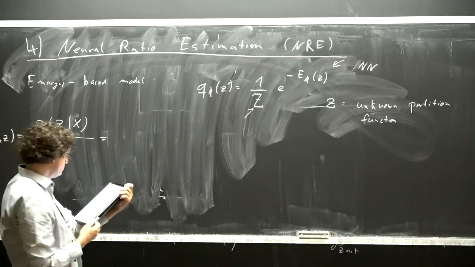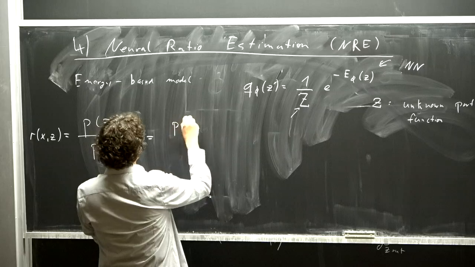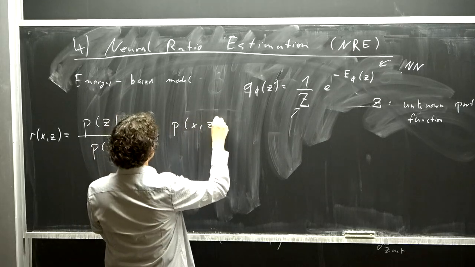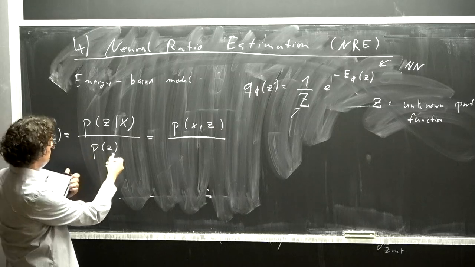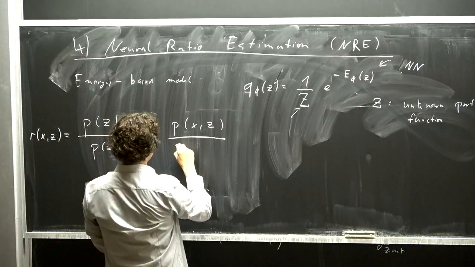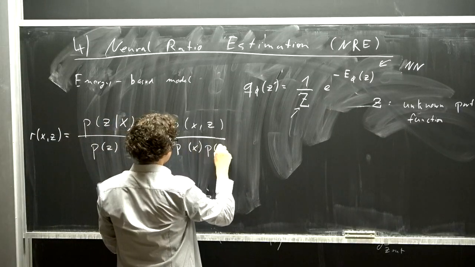We just multiply it. Good, so now we can rewrite this. So if you multiply the numerator with p(x), we get this here.